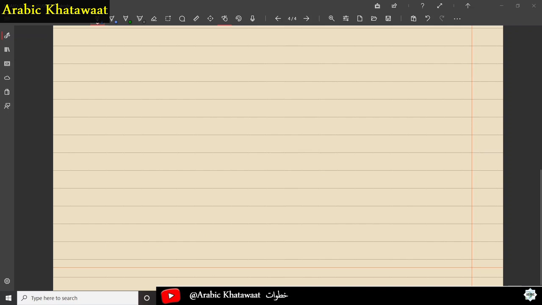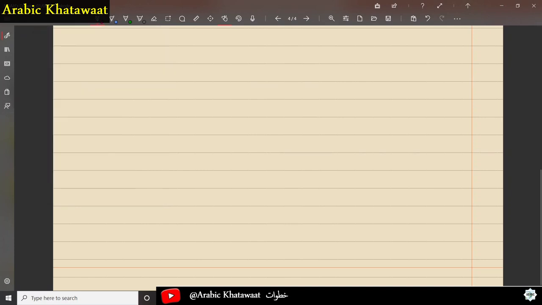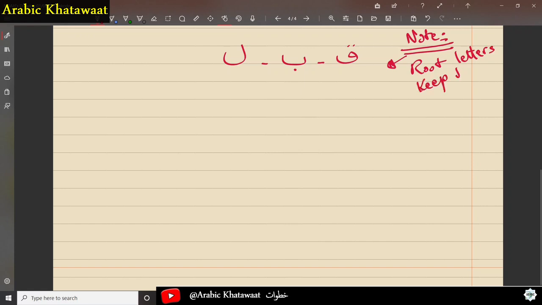Let's look at other examples where I'm going to use a different root. And the root I'll be using here has qa, ba, la. Something to remember, this note to remember is: root letters have to keep the same order. Keep the same order.